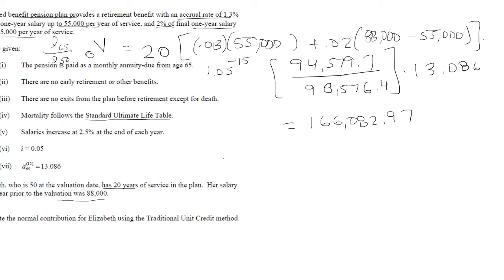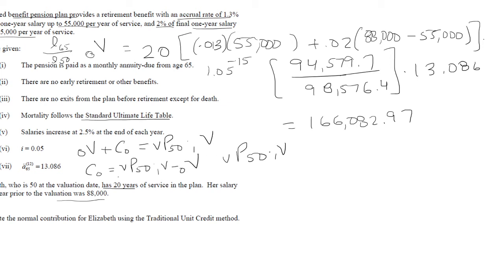So next we're going to be looking at this part, because the idea is that if I use this formula, solving for the normal contribution, I need to calculate what this is first, and then I'm going to subtract it with the previous answer. There's a couple things that change, but mainly we're pushing the valuation date another year, so that's going to be 21 years of service.